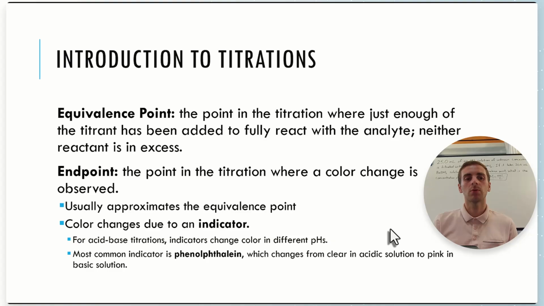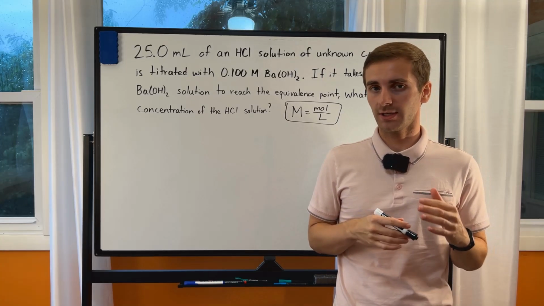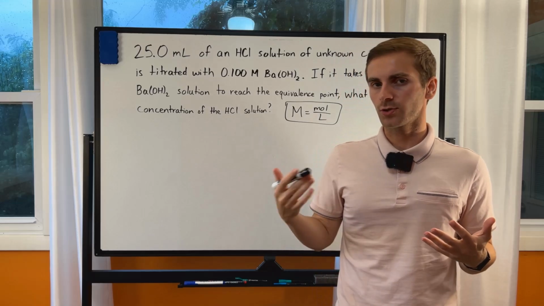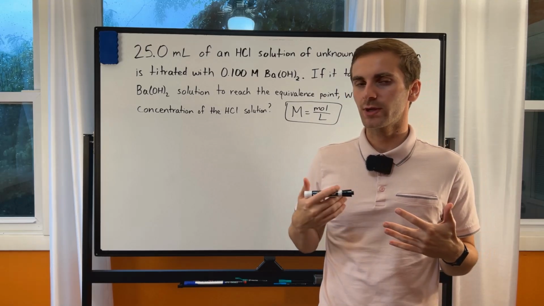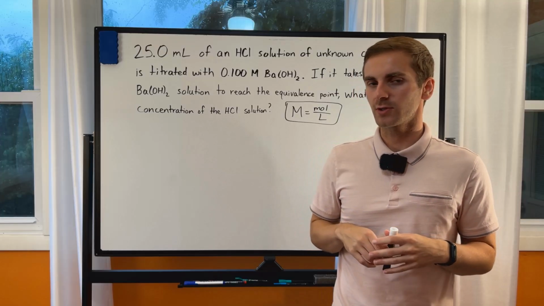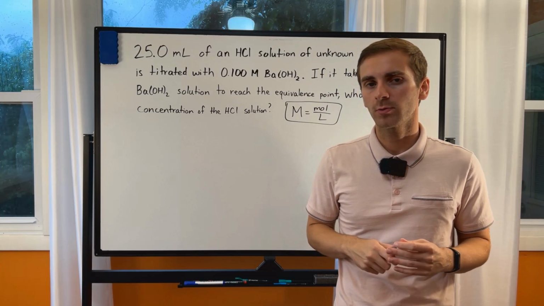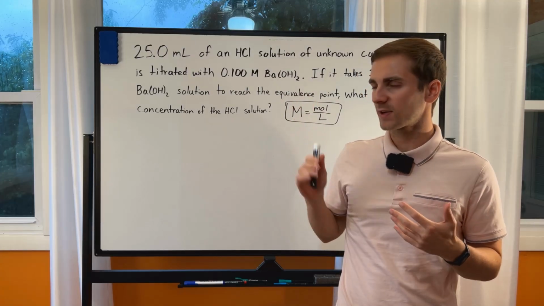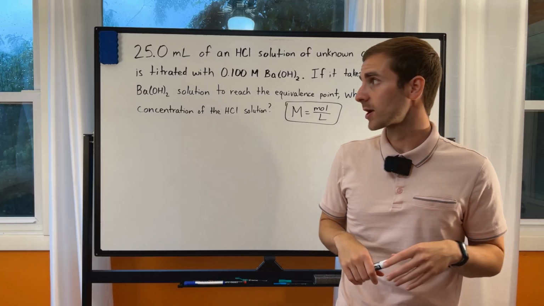So oftentimes we will make the assumption that the equivalence point is the point where we first observe the color change. All right, so let's look at a titration calculation example. And this really is just a solution stoichiometry problem. There's not really anything special that we're going to do in terms of the calculation as opposed to a regular solution stoichiometry problem. It's just important that you understand some of the terminology and the context of what's going on here in a titration.